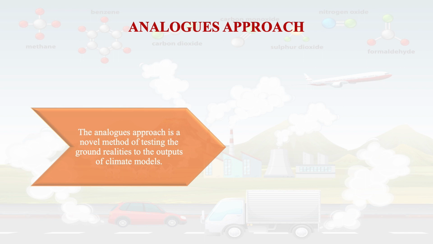Let us see the analog approach to understand the climate change. The analog approach is a novel method of testing the ground realities against the outputs of climate models. In this approach, the analogs tool connects the sites that are analogous or similar in climate to sites across other geographic locations, implying climates across space as well as time. This analog approach provides interesting observations on adaptation strategies to be followed for mitigating or at least minimizing the adverse effects of predicted climate change in future.